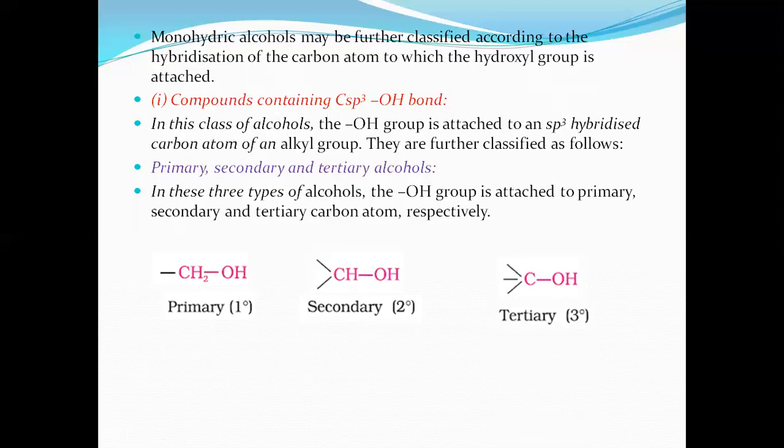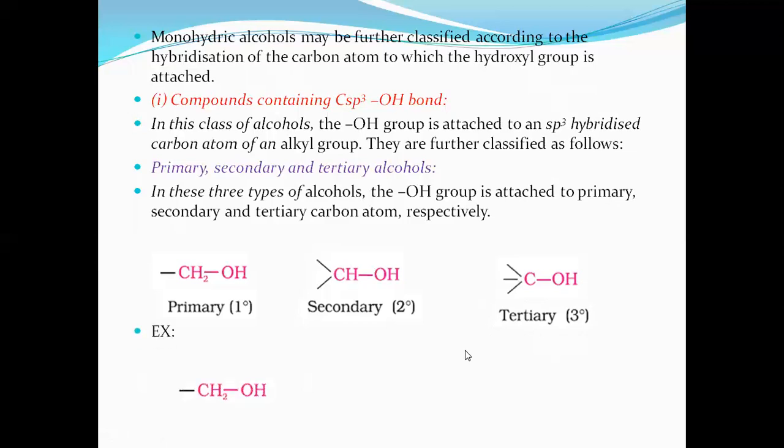So clearly remember, primary, secondary, and tertiary alcohols are classified on the basis of to which carbon atom the OH group is attached. Condition number one, the carbon atom must be sp3 hybridized. Condition number two, whether the carbon atom is primary, secondary, or tertiary. If the carbon atom is primary, the resulting alcohol is called primary alcohol. If secondary, secondary alcohol. If tertiary, tertiary alcohol.